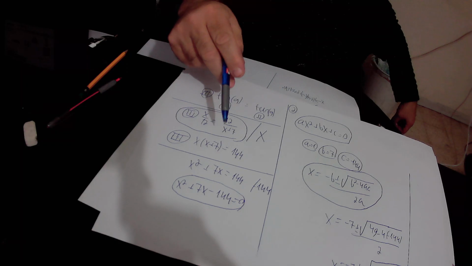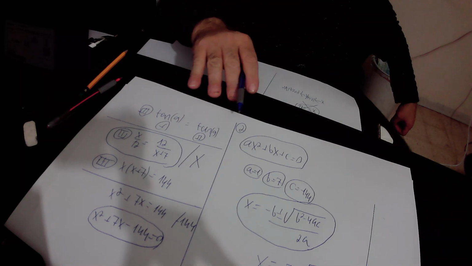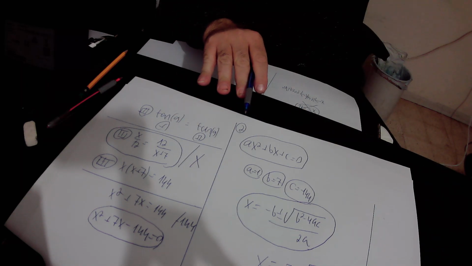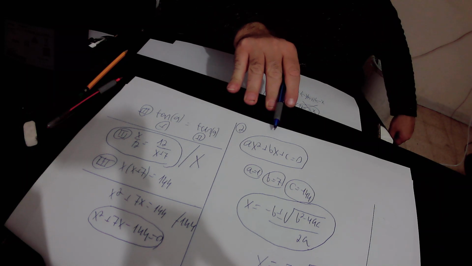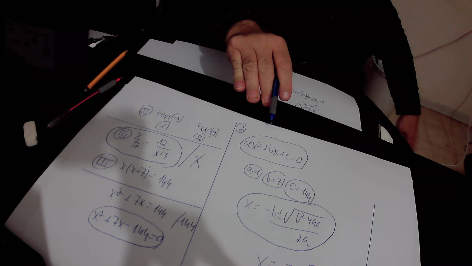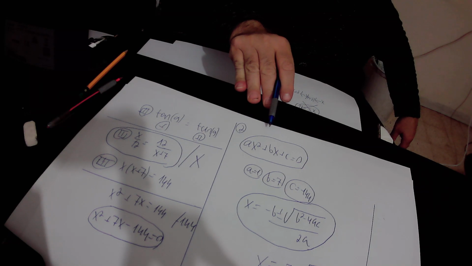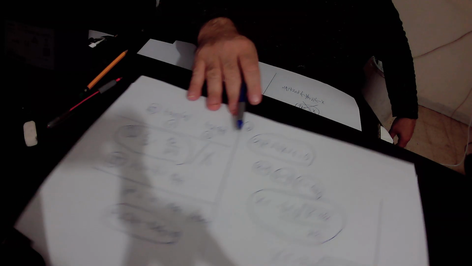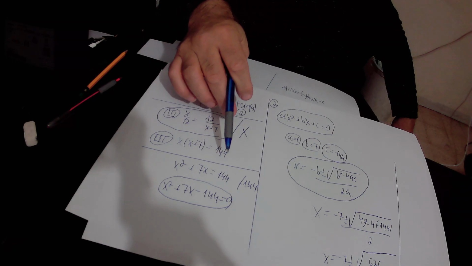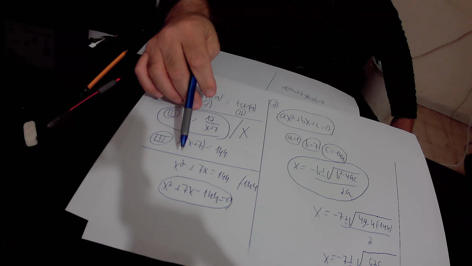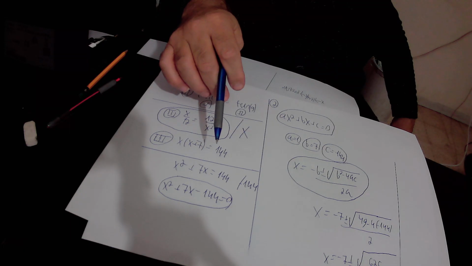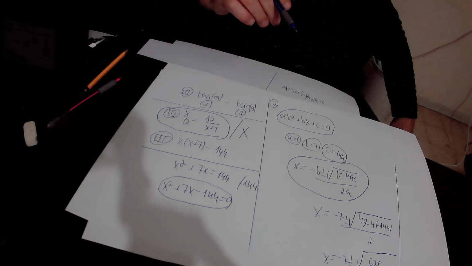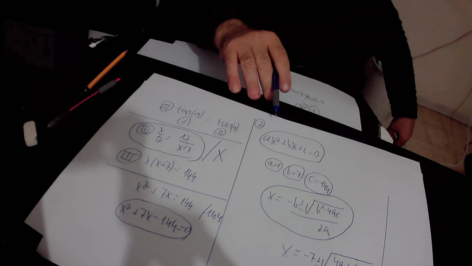This is a quadratic equation, and the general formula for a quadratic equation is ax squared plus bx plus c equals 0. Here a, b, and c are the coefficients of this quadratic equation, and x is the variable that we are looking for. In our specific quadratic equation, x squared plus 7x minus 144, the coefficient a equals 1, the coefficient b equals 7, and the coefficient c equals minus 144.